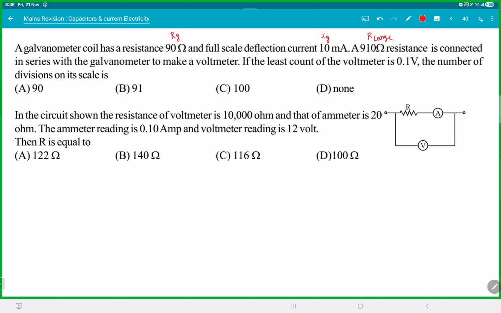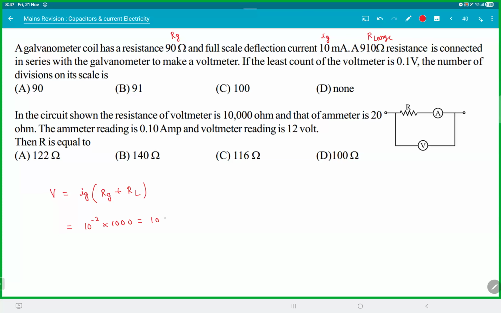You want to make this into a voltmeter. So the formula for this is what? V is equal to IG times (R galvanometer plus R large). That's the formula. So done, directly substitute there. That would be 10 power minus 2 and this would be 1000, 910 plus this. So this is 10 volt.